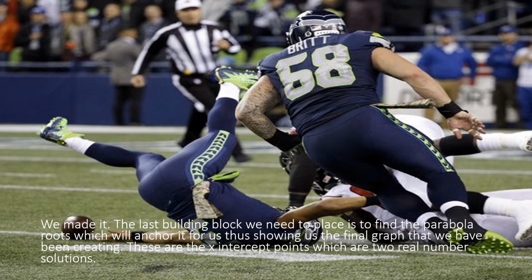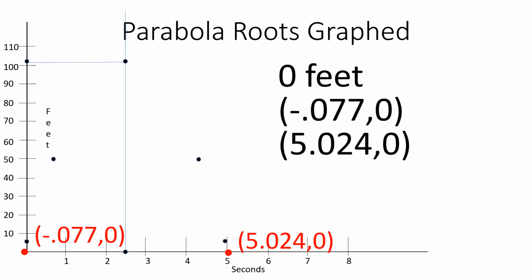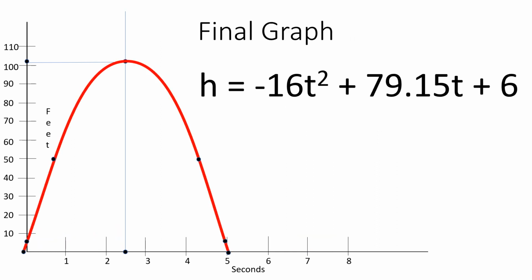We made it. The last building block we need to place is to find the parabola roots, which will anchor it for us, thus showing us the final graph that we have been creating throughout this presentation. These are the x-intercept points, which are two real number solutions. Here is how I solve for the parabola roots, for the left and right. Here is the parabola roots graphed on the graph. And here is the final graph that we have worked on throughout this presentation.